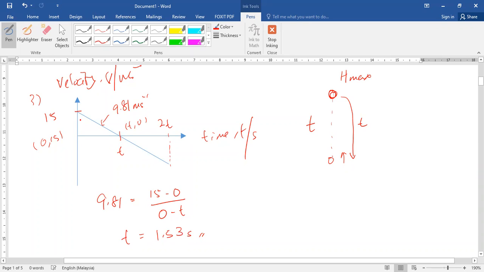The time taken is 1.53 seconds to reach the maximum height. The time taken to fall back will be equal to 2t. So it will be 2 times 1.53. So the total time taken is 3.06 seconds.